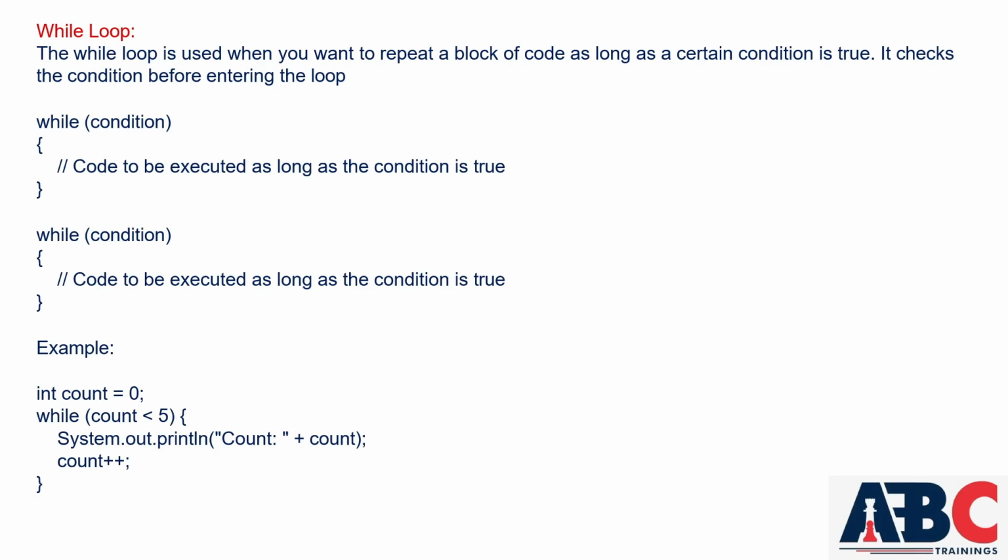Here is an example of while. int is a data type, count is a variable, initialized with 0. Then while count less than 5 is the condition. Then System.out.println(count) means 0 to 4 numbers will be printed. The output is 0, 1, 2, 3, 4.